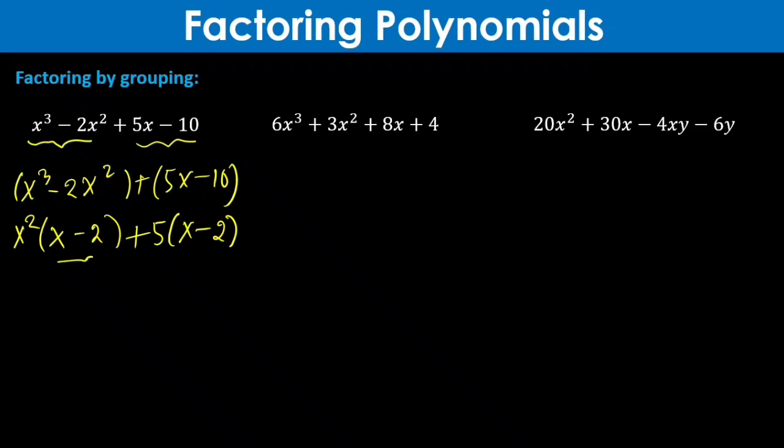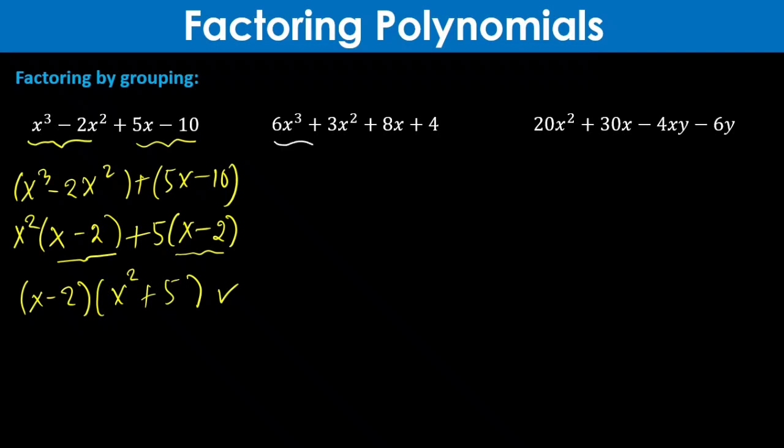Now, notice that each term has common factor x minus 2. We can factor it out. x minus 2. So we'll be left with x squared here, and we'll be left with 5 there. If you return it back, you will get this term. Multiply it here, we'll get this term. So this is the factor. Let's go to this one.